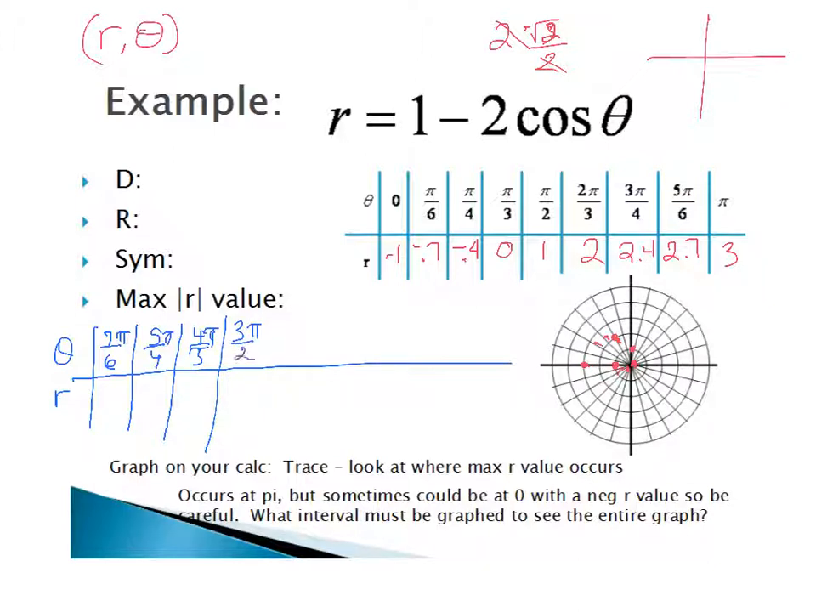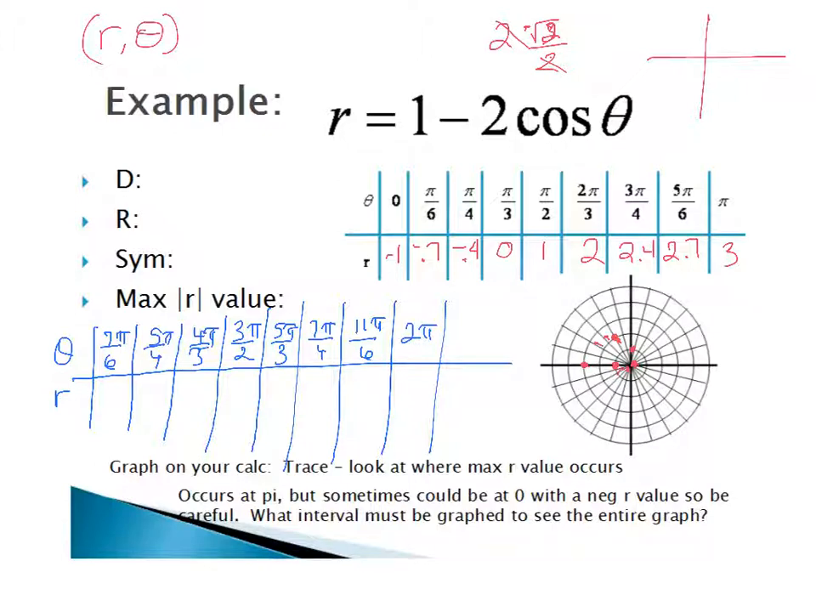3 pi over 2. 5 pi over 3. 7 pi over 4. 11 pi over 6. And then we land at 2 pi. So we're going to go around that many more times. So this is some more mental math for us. Here we go.